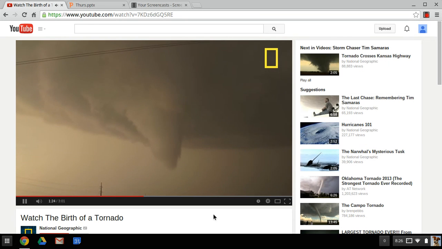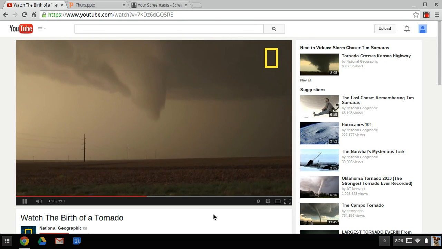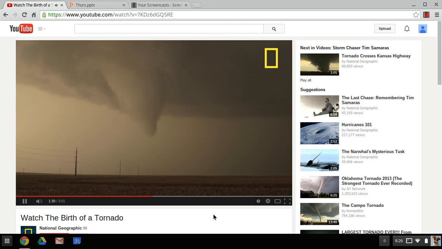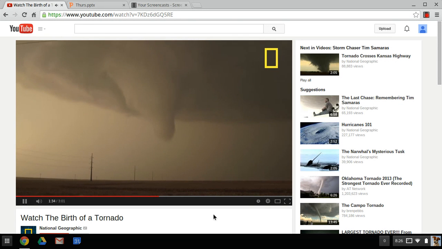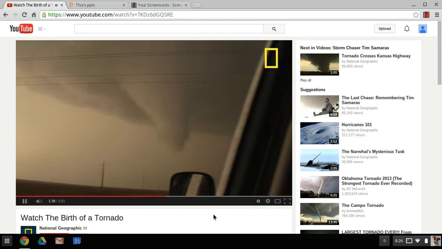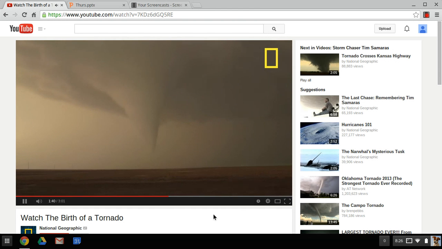You guys gotta get in. All right, we're in. Just say it. Okay. See how it's moving towards the ground? See that streak of lightning?